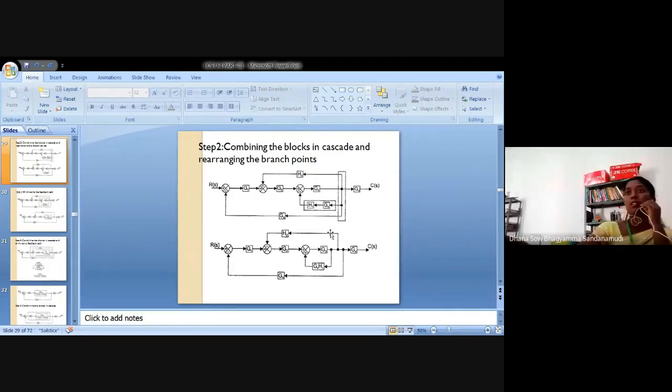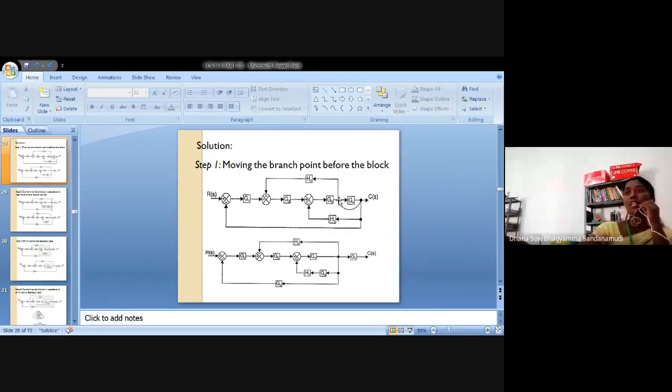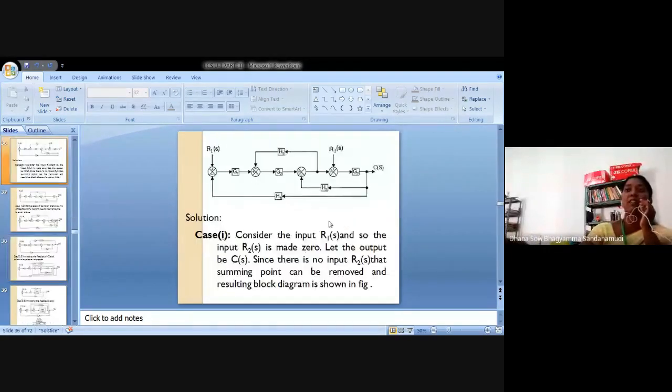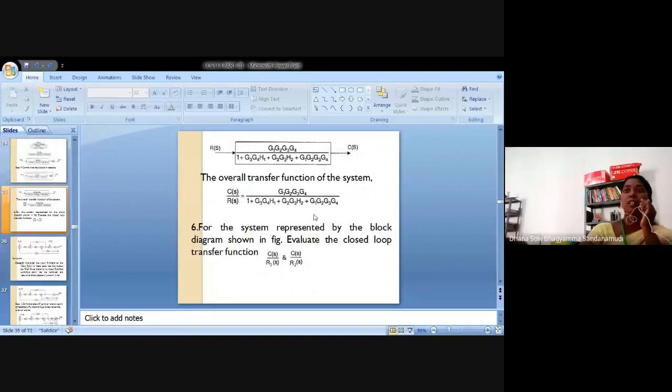Transfer function equation may vary, Amma. Why? If I shift this branch point ahead of G4, definitely here I will get 1 by G4. So when I multiply, I will get H2 by G4. You solve it in both ways and you check. Even if the transfer function terms are varying, you may get H2 here.